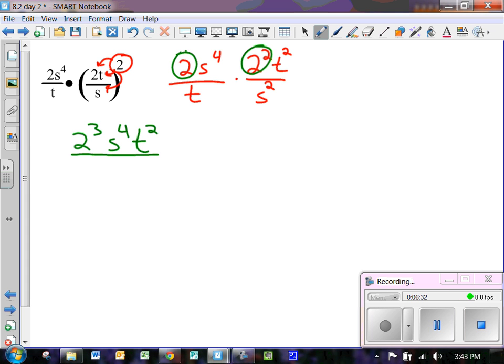So now on the bottom we just have s squared and t. Notice I put those in alphabetical order. S comes first, then t in the alphabet. So now we just have to simplify. So our 2 to the 3rd, I'd make that an 8, because 2 times 2 times 2 is 8. We can subtract our s's. So we have s squared. So this s to the 4th minus that s to the 2nd would be s squared. And the same thing here would be just 1t.